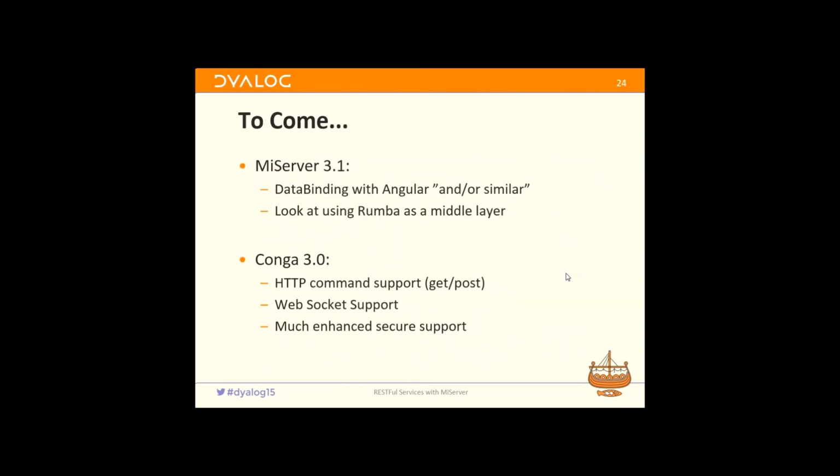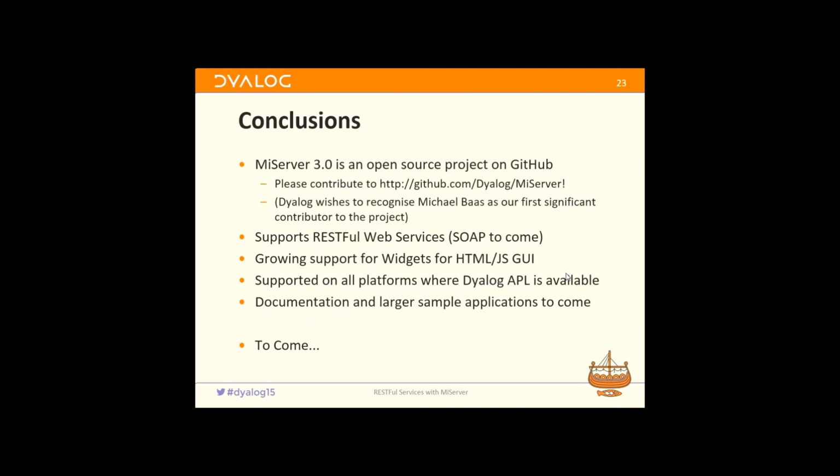Yep. So to conclude, it's an open source project. This is a general thing we're trying to do now with all of the new tools that Dyalog builds. We're putting them up as open source projects on GitHub. So although we can't open source the APL interpreter yet, we're trying to open source all of the new APL code that we're writing, so that you can inspect it and maybe you will contribute. We have one user I would like to publicly recognize, Michael Bass.